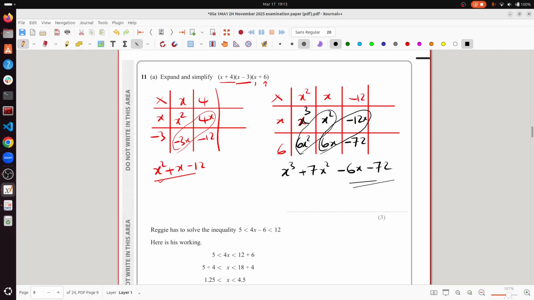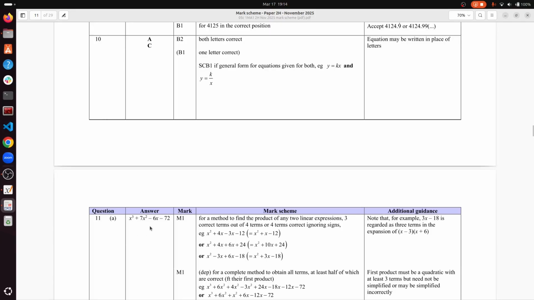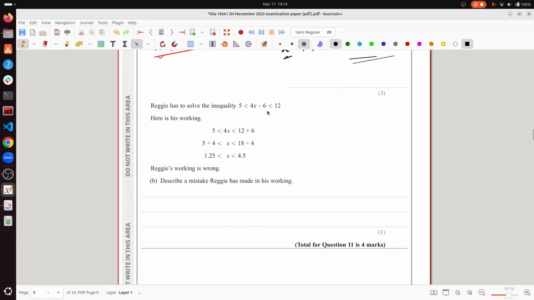Now a quick way for you to check your answer is correct. x times x times x gives me x cubed. 4 times minus 3 gives me minus 12, times 6 gives me minus 72. If you do the check and your answers are wrong, just do everything all over again. So let's check our answer quickly. We have x cubed plus 7x squared minus 6x minus 72. So that's correct.